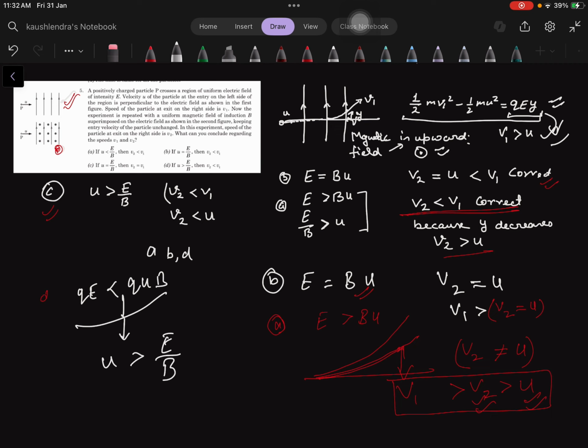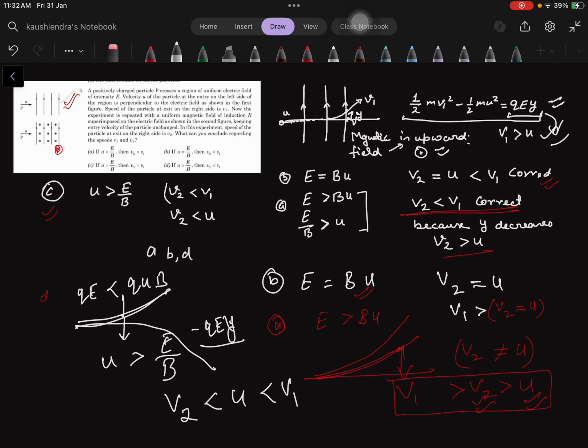Then in this case the path is not in that way because the magnetic force is large, so it should be downward, so the work done by the electric field should be negative, so minus QEY, and in that particular case we can say that V2 is going to be less than the previous value of U as well. So V2 is less than U, and V1, which is already greater than U, is greater than V2 also. So V1 must be greater than V2 and V2 is less than U, both things are there in that way.